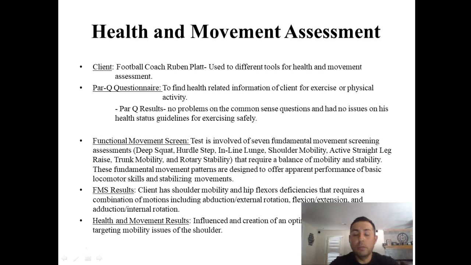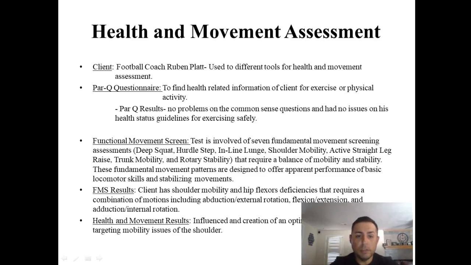I used the PAR-Q questionnaire, which was to find health-related information of the client for exercise and physical activity. I did this questionnaire to find out a little more background information on my client. The results he posted had no problems for the common sense questions, and he had no issues on his health status guidelines for exercising safely.